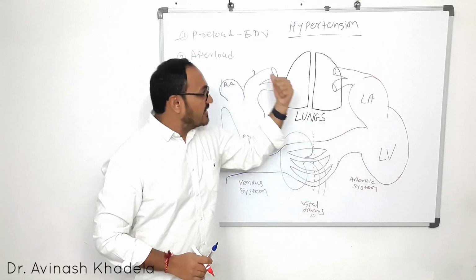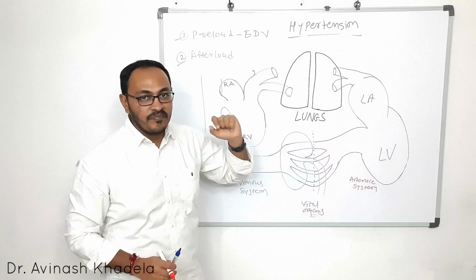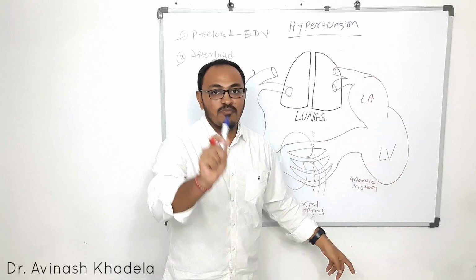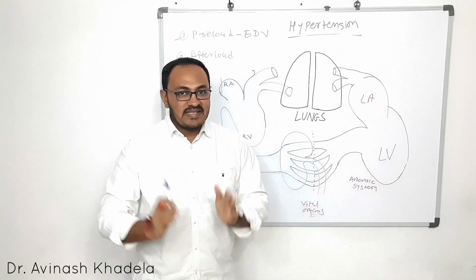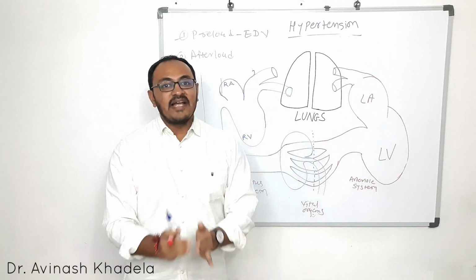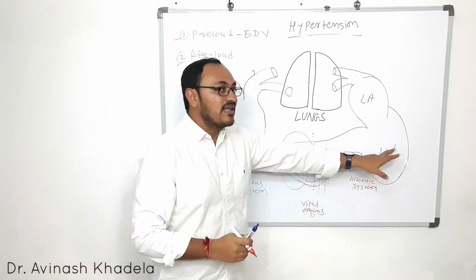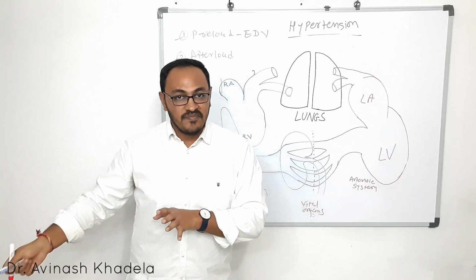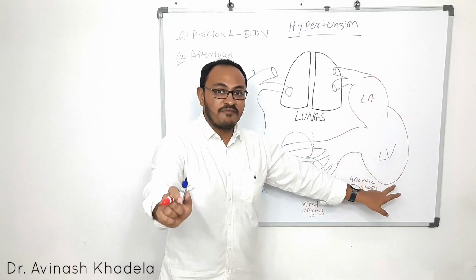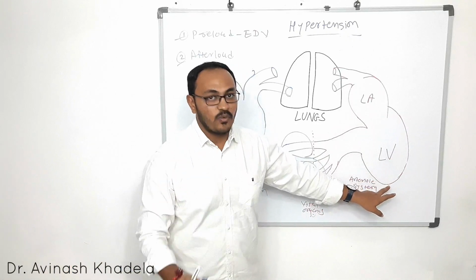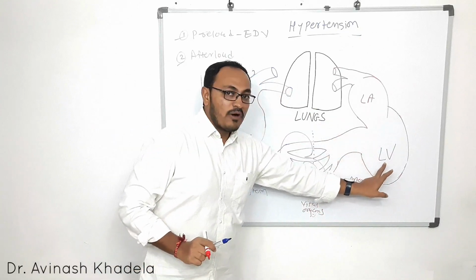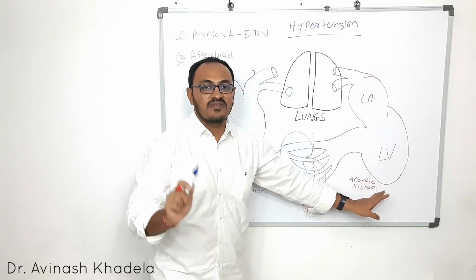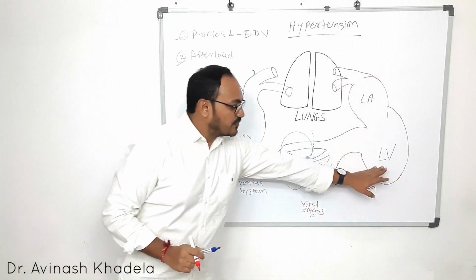Now preload, as I said, is known as end diastolic volume. It means the volume of blood present in the heart just before contraction. To explain precisely, after completion of filling time, whatever blood is present in the left ventricle, and contraction is about to start, systole is about to start. Whatever blood is present in the left ventricle before systole is defined as preload. So preload is the volume of blood present in the left ventricle just before systole or just before contraction. That is the concept of preload.